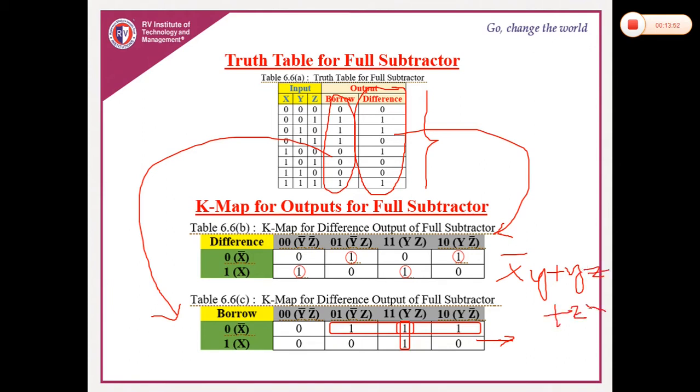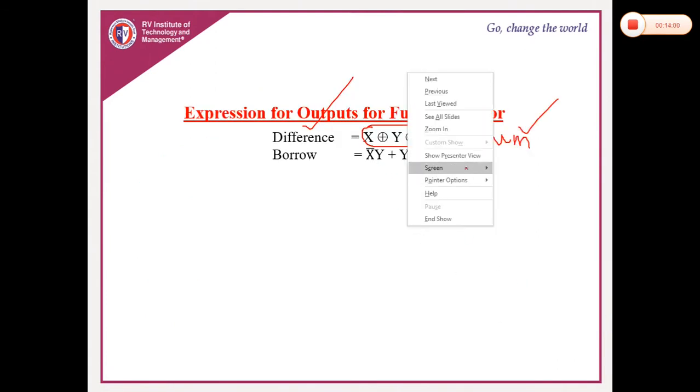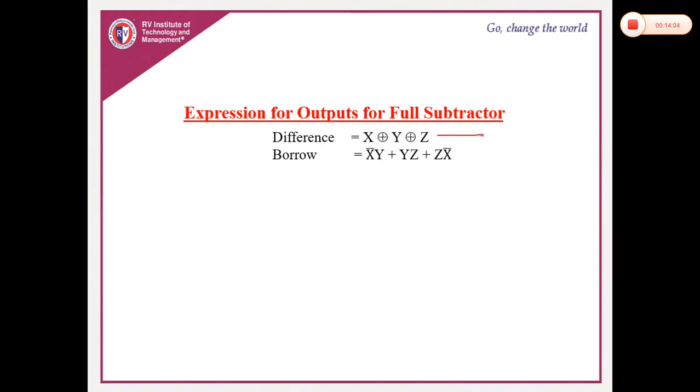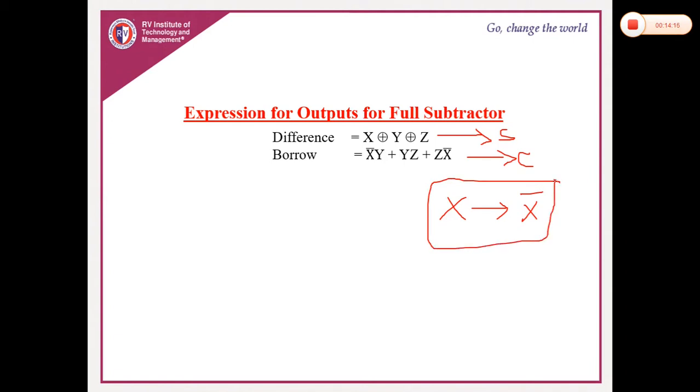X bar. In the previous explanation, if you remember, wherever x is there, I just replace it with x bar, then it is equivalent to the borrow expression. So what I can tell you is, in order to remember the full adder and full subtractor, difference is the same as sum. But borrow is the same as carry, provided x is replaced with x bar. So this is what we have seen even for half adder and half subtractor also.